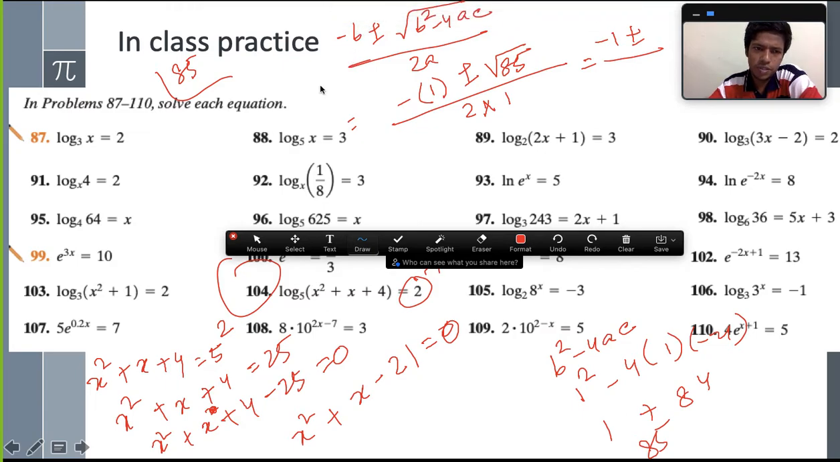Is it divisible by 3? If I try to divide it by 3, no, not divisible by 3. Is it divisible by 4? No. By 5, yes. So 5 times 17. Both of them are prime numbers. So basically this is not helpful. So I think this is the answer then, because we cannot move any farther.